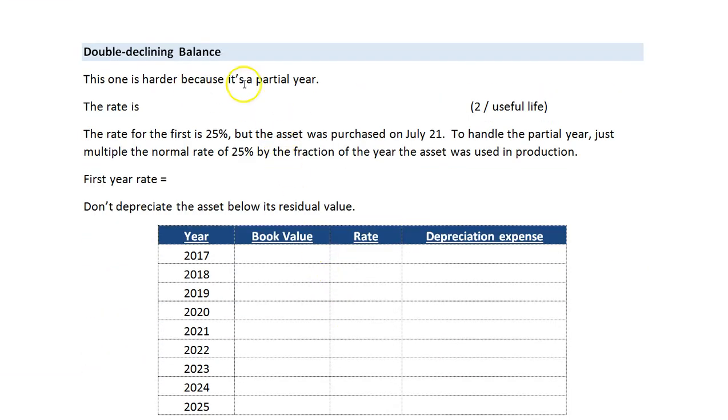Alright, double declining balance. This one's harder. We got a partial year to deal with in that first year. So it's not, I'll show you the trick. It's not that hard to deal with until you figure out how to deal with it.